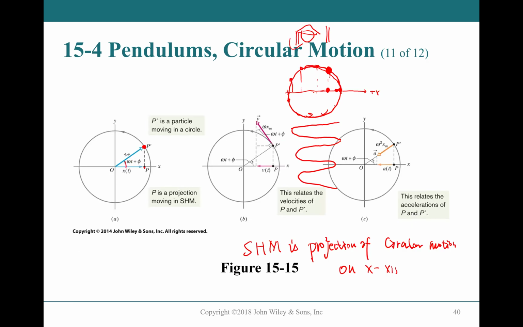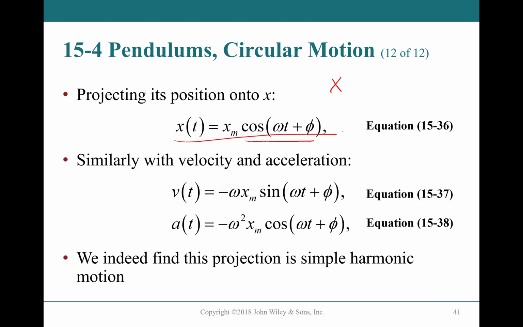What is your x? Your projection on x will be equal to xm times cosine theta, right? This is your angle theta, with the adjacent side. And our theta depends on omega t plus phi. So that's why we have this. Similarly with velocity and acceleration, taking the derivative. So we find that this projection is simple harmonic motion. The projection of your circular motion on a fixed axis is actually simple harmonic motion.